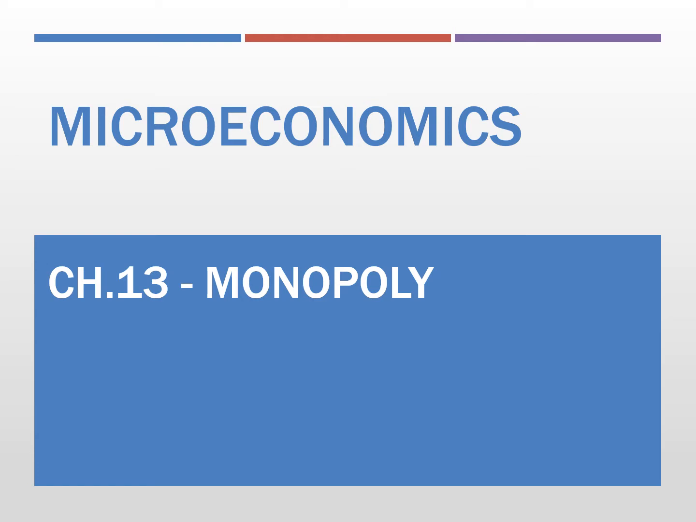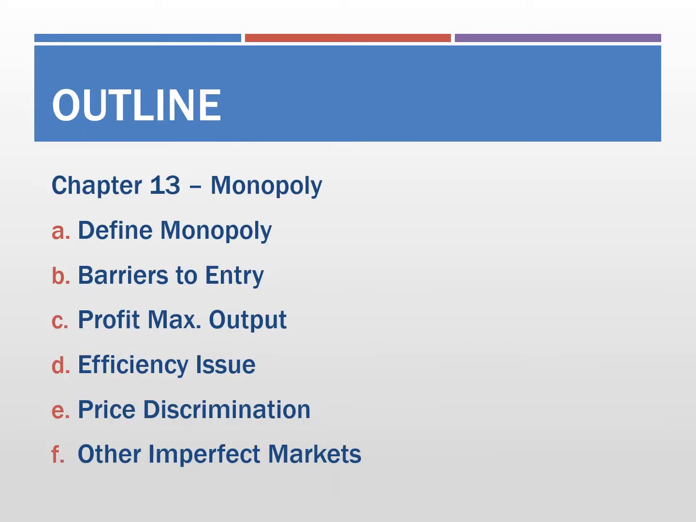So today we are going to go through this chapter on monopoly. In today's lecture, we are going to define what a monopoly is, and we are going to talk about the details of monopoly markets, especially the barriers to entry, and we will talk about the profit maximizing output decisions of the monopoly firm. And we will also go over the efficiency issues in monopoly markets.